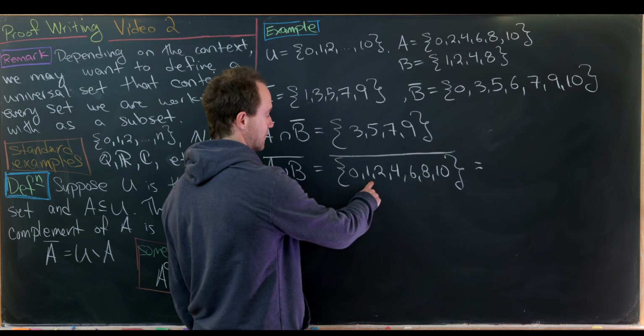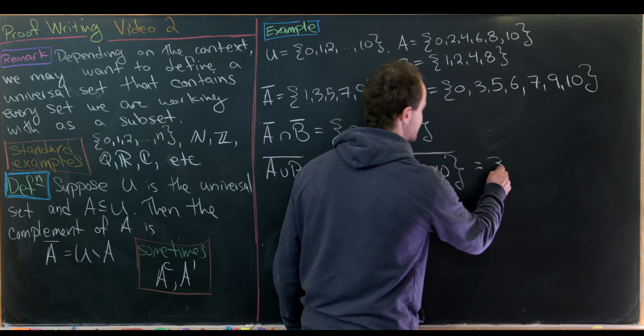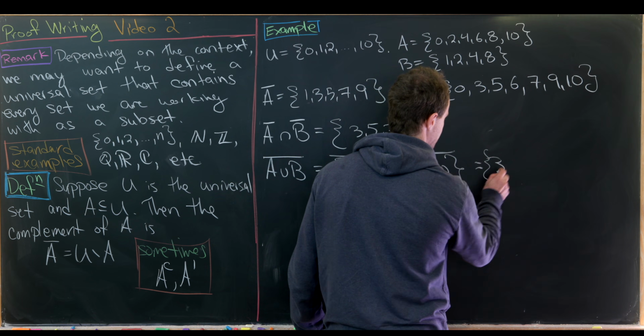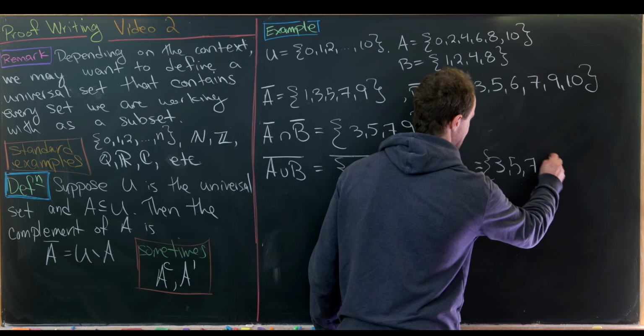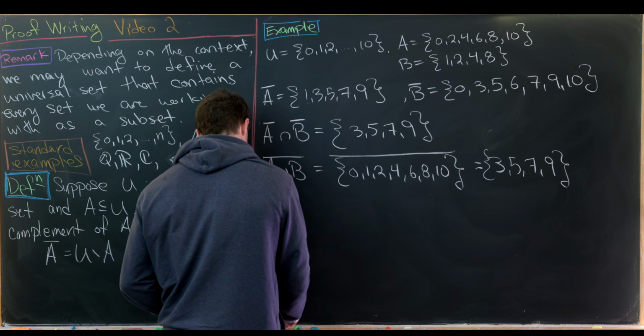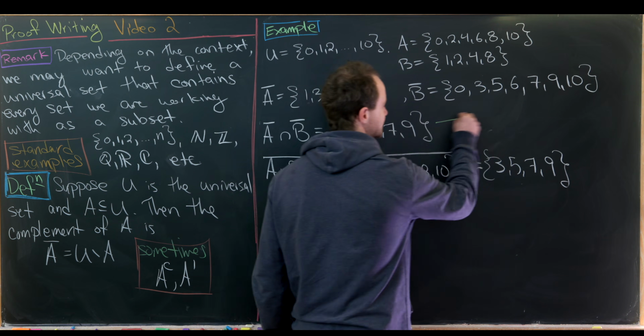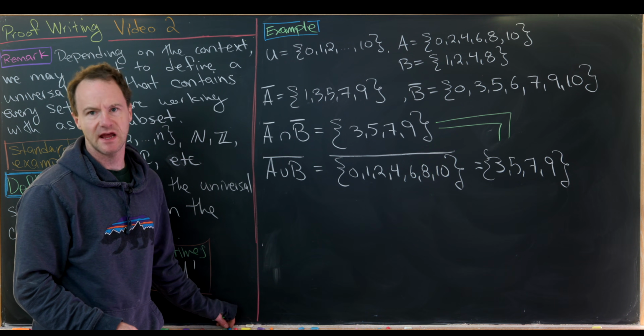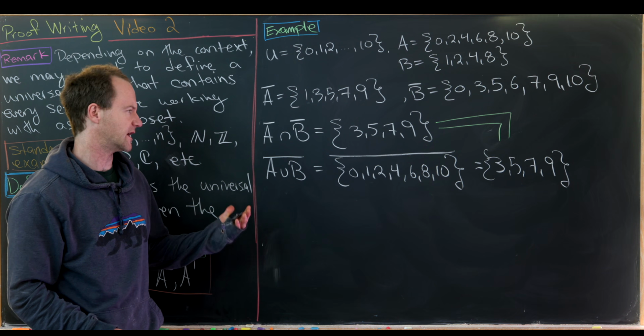Notice the first thing that we're missing is 3. I guess I should say we're looking for things in our universal set that are not here. So we're missing 3, we're missing 5, 7, and 9. Now you've probably noticed that these two sets are equal to each other. And in fact, this is true for any set. And that's something that we'll prove in the future.